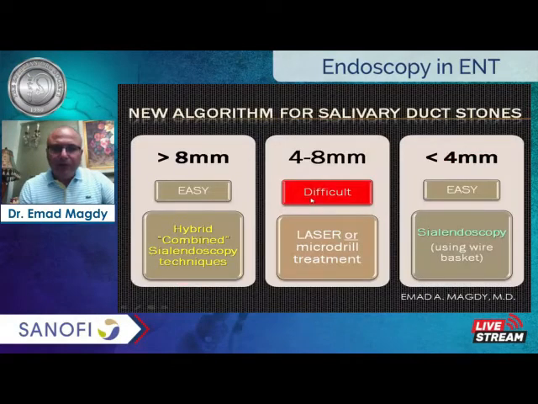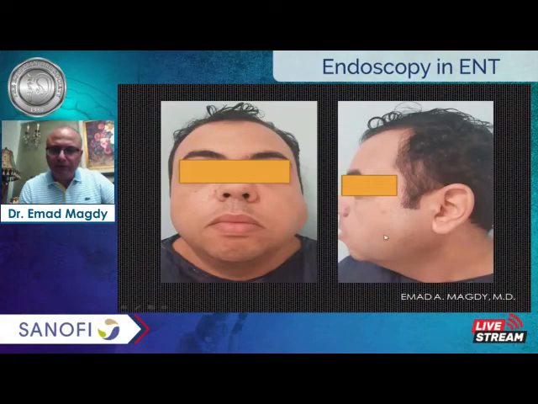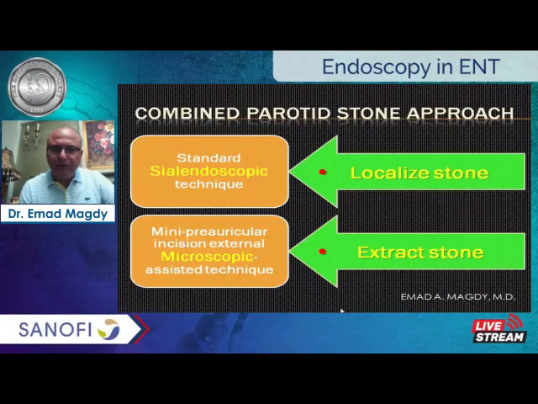Okay, now if you're having a bigger stone, more than 8 millimeter, you can use what we call the combined or the hybrid technique. This is a bigger or larger parotid duct stone. You can see this stone is larger here, leading to parotid duct obstruction and chronic parotitis, so you can use a combined approach.